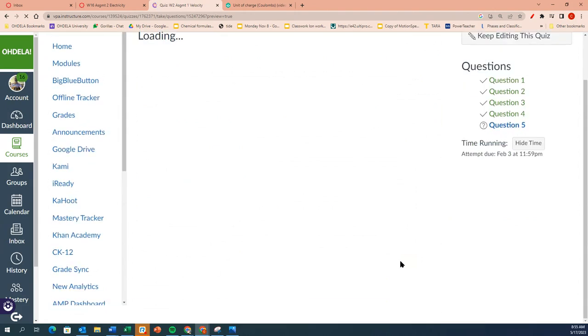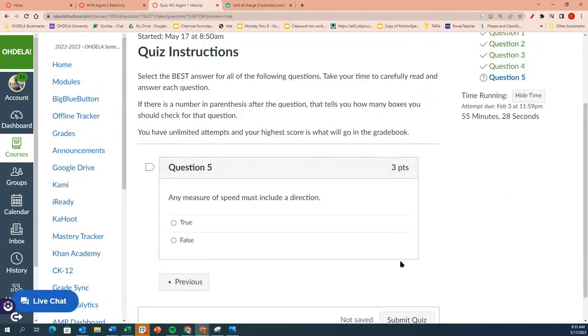And the last question: any measure of speed must include direction. That's false because speed is a scalar, it does not need a direction.